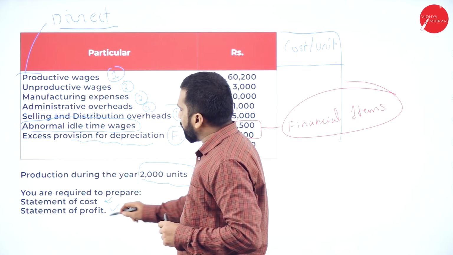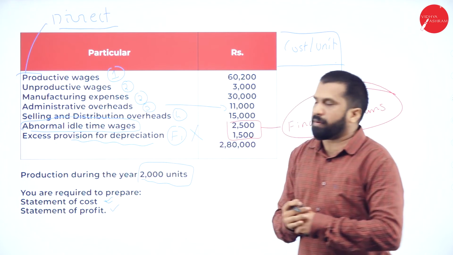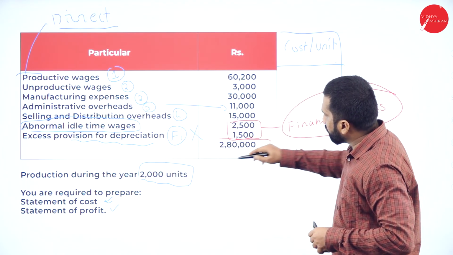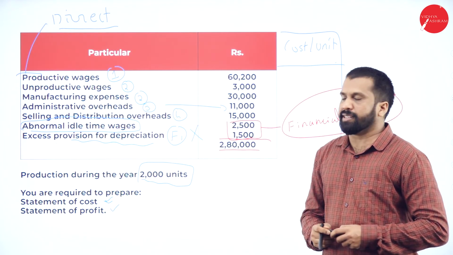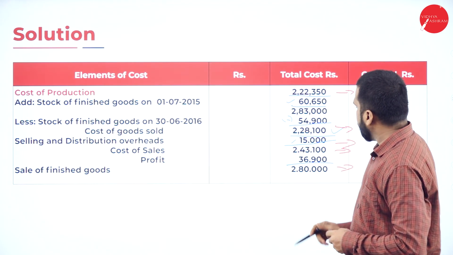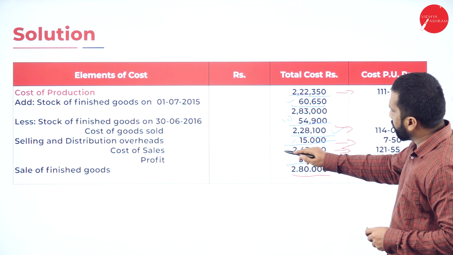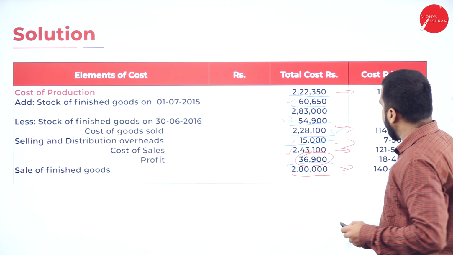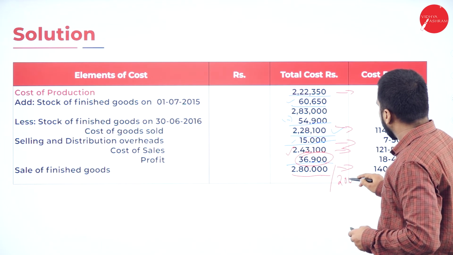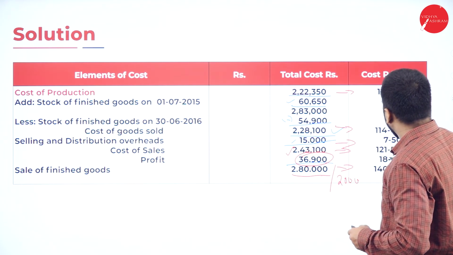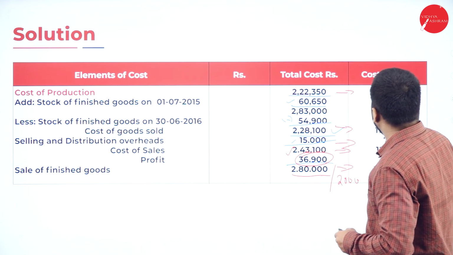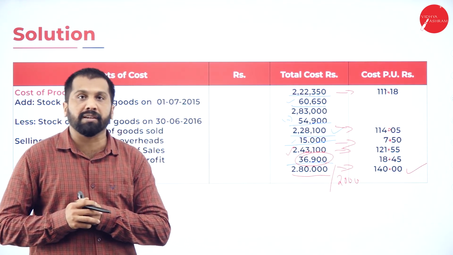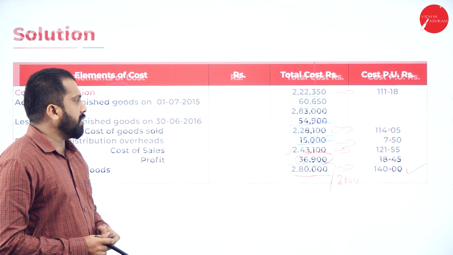You are required to prepare a statement of cost. Whatever we prepared, that is the statement of cost. Now, what is your selling price? 2,80,000. Now, go to your answer. 2,80,000 minus your cost. Your answer is 36,900. Again, divide by 2,000. You will get 140. Everything is in decimals here. So these are your calculations. Hope you are clear. Yes, I'll go back to all the slides.